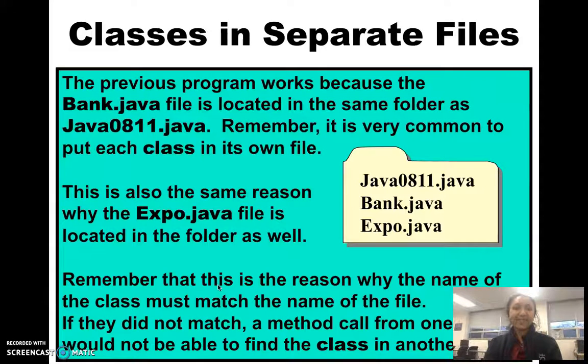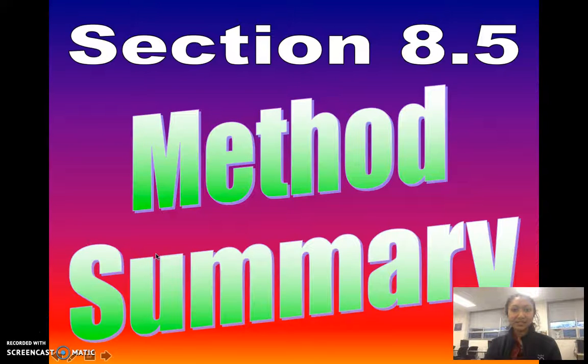Okay. Classes in separate files. The previous program works because the Bank.java file is located in the same folder as this file. Remember, it is very common to put each class in its own file. This is also the same reason why the Expo.java file is located in the same folder as well. You guys have seen this.